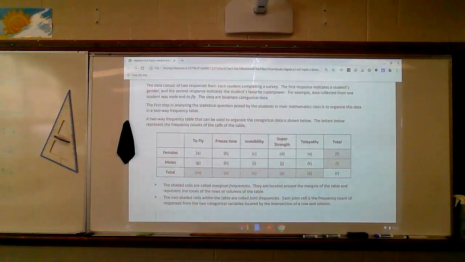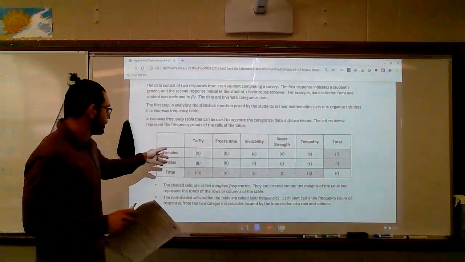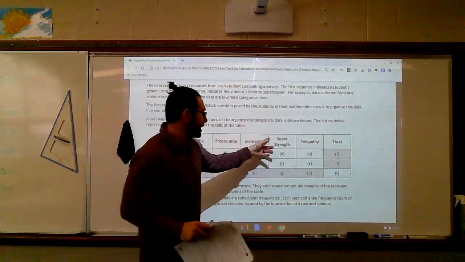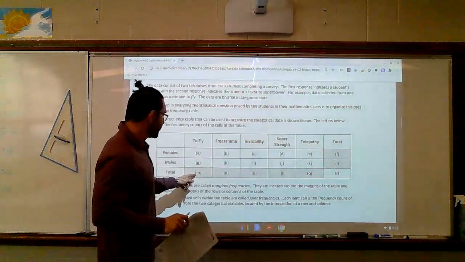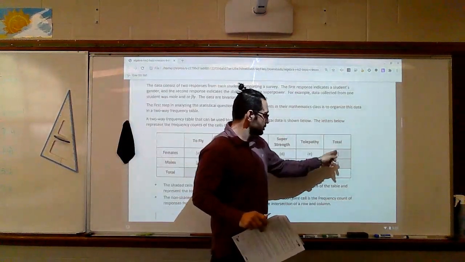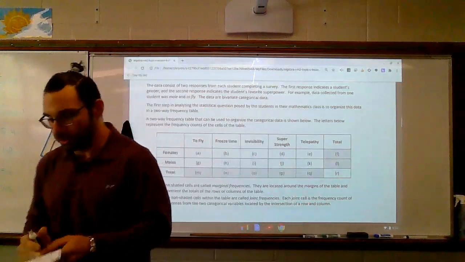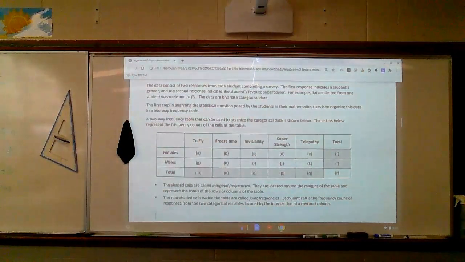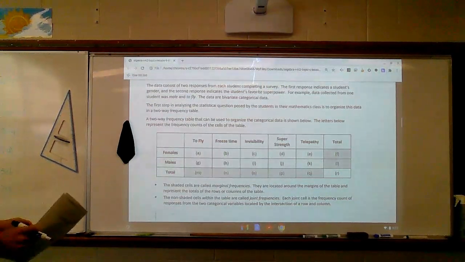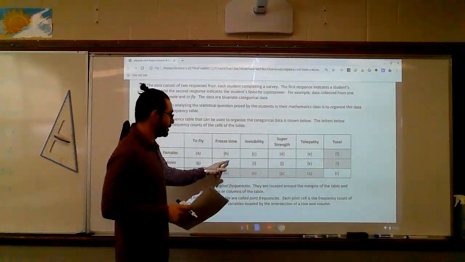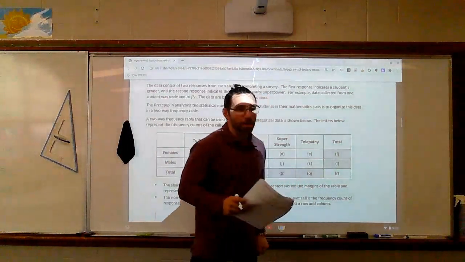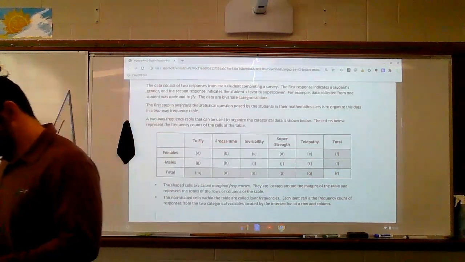So this is a two-way frequency table. I've already showed you: here's my males in total, here's my categories in the total. The things in the total, when they're on the margin of our table, are called marginal frequencies. These other ones that are unshaded are called joint frequencies.